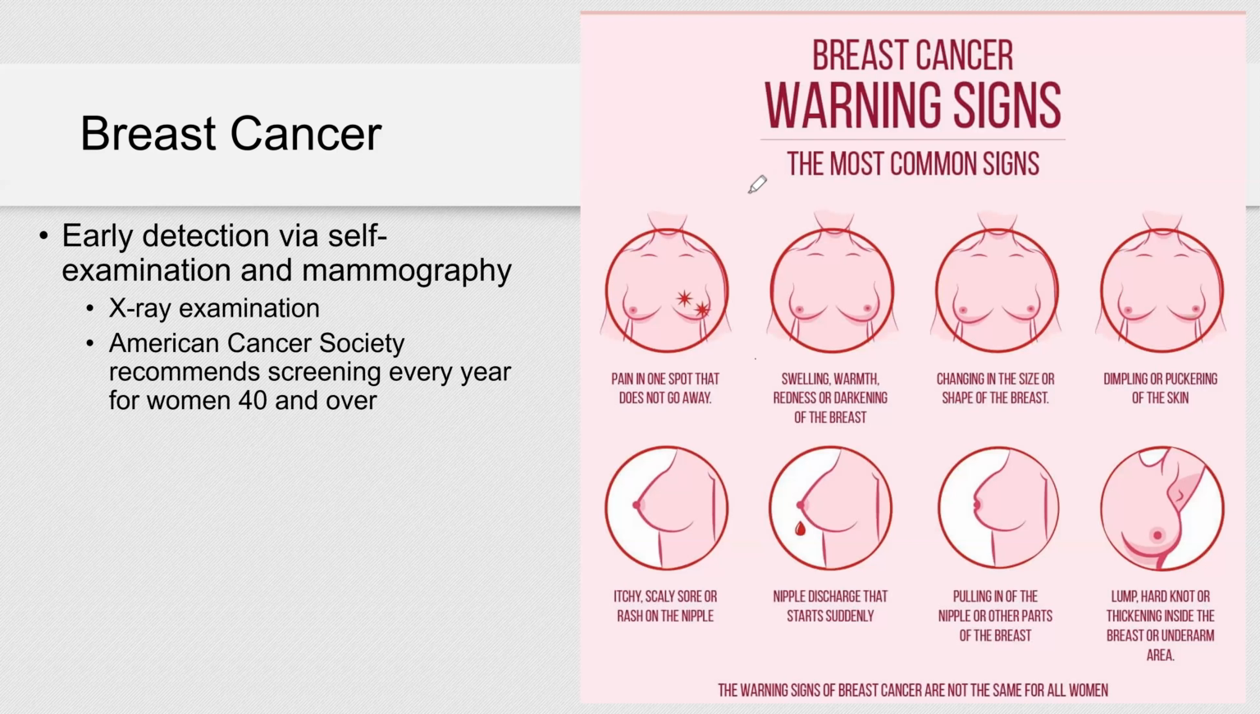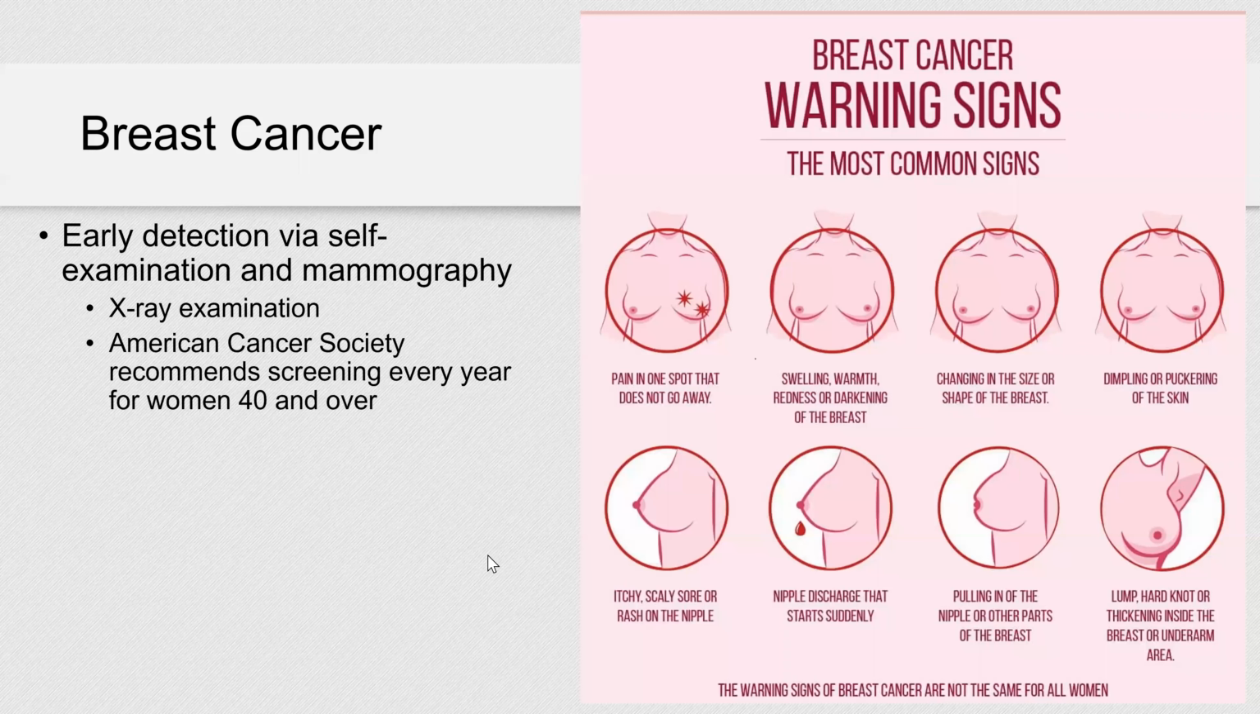So let's look at the warning signs, the most common signs to look for. First is pain in one spot that does not go away. Swelling, warmth, redness, darkness of the breast, changes in the size or shape of the breast, dimpling or puckering of the skin, rash on the nipple or discharge from a nipple, pulling in of the nipple, and enlarged lymph nodes, a hard node or thickening inside the breast or underlying area, including the axillary area, right? So those are all warning signs.